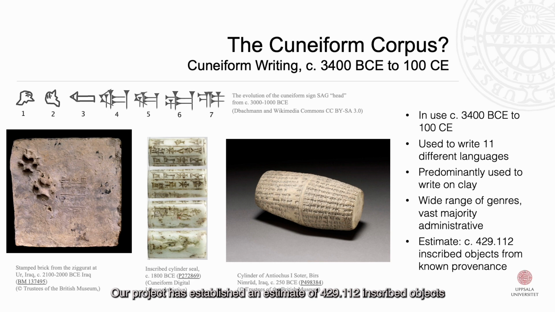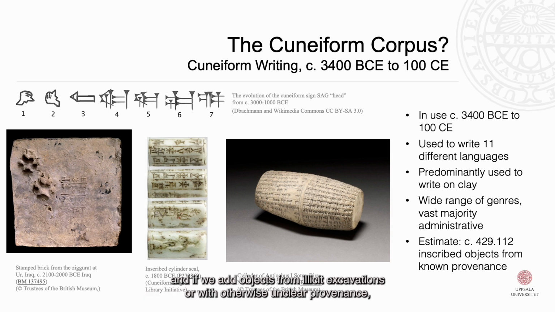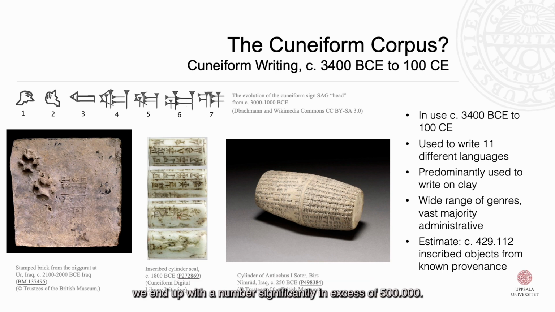Our project has established an estimate of 429,112 inscribed objects from known provenance found to date. And if we add objects from illicit excavations or with otherwise unclear provenance, we end up with a number significantly in excess of 500,000.